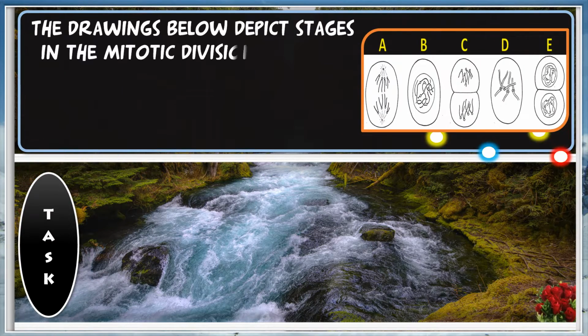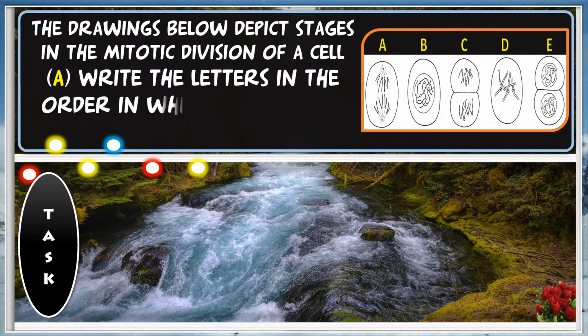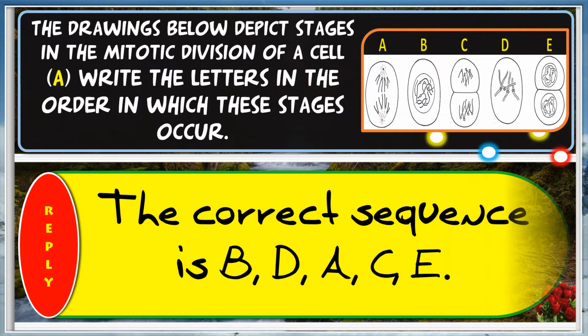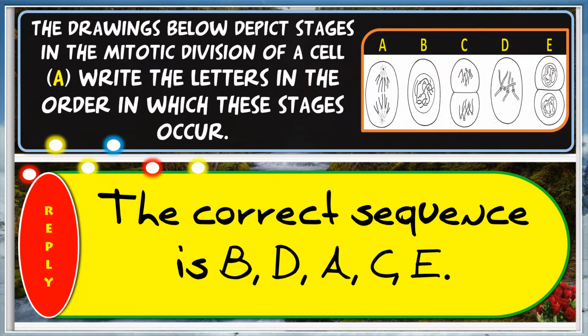The drawing below depicts stages in the mitotic division of a cell. Part A. Write the letters in the order in which these stages occur. The correct sequence is B, D, A, C, and lastly E.